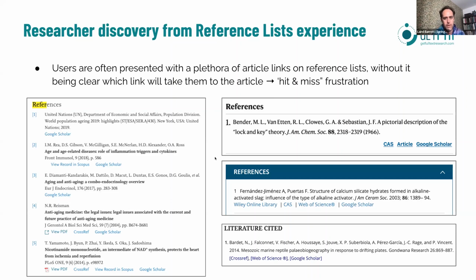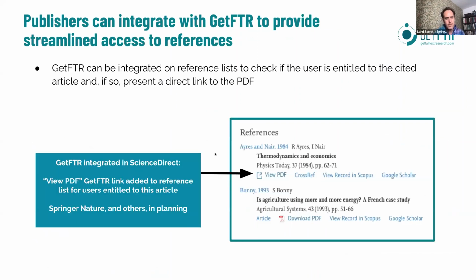And so one thing to try and improve the researcher experience of discovery, authentication, and access through this reference list pathway, if you don't mind going to the next slide, is to become an integrator with GetFTR. So as a researcher loads their reference lists, make a call out to GetFTR to see if that researcher is entitled to that piece of content or not, and then load one of the GetFTR links onto the page with the references, so that there is an easy pathway for that researcher through to the publisher provided version of record.